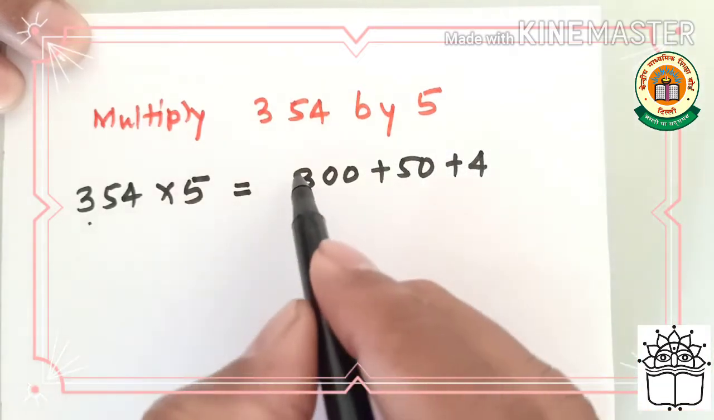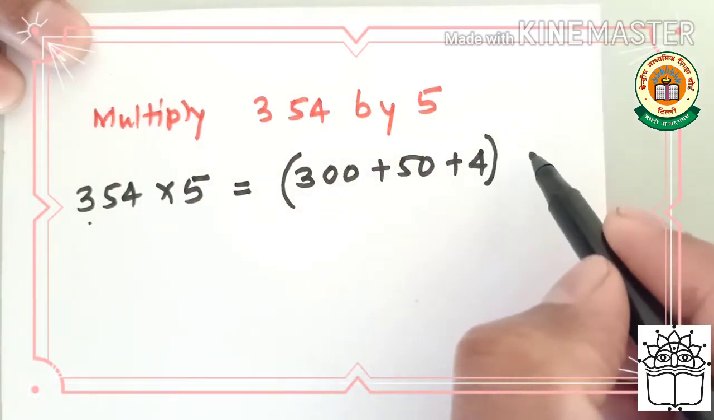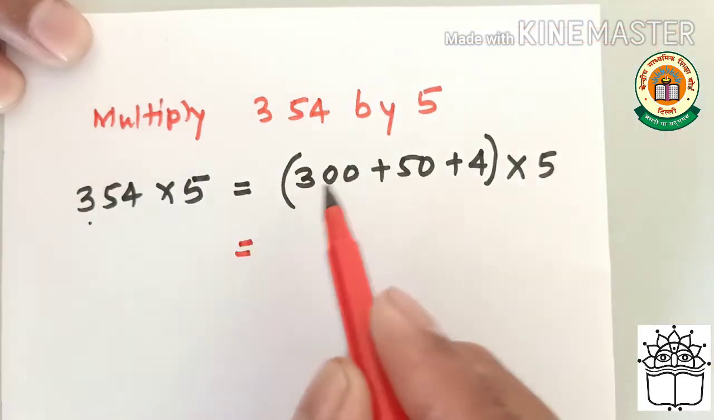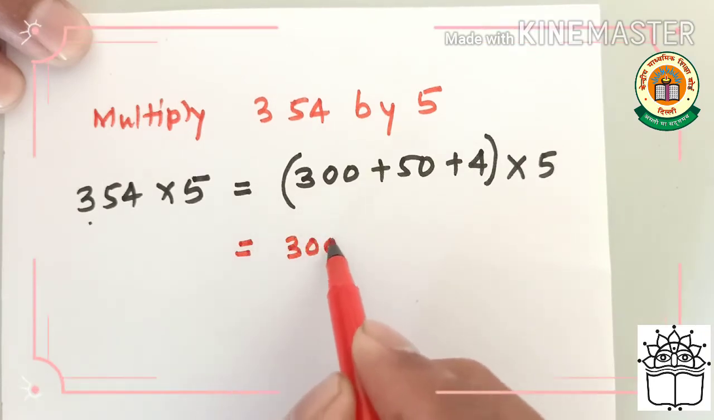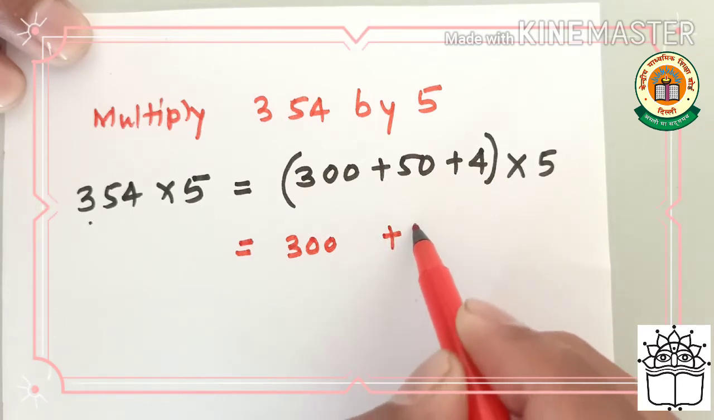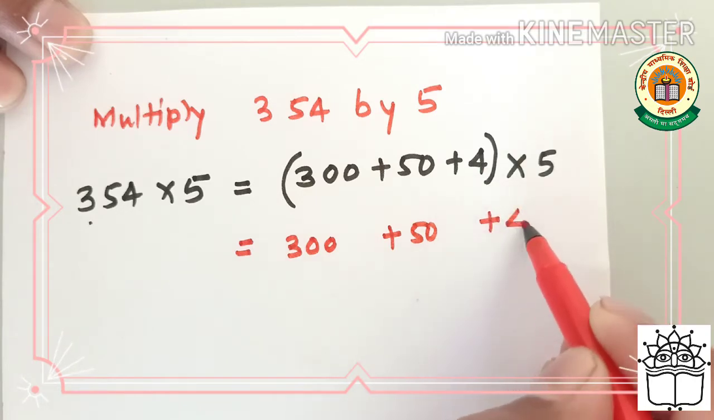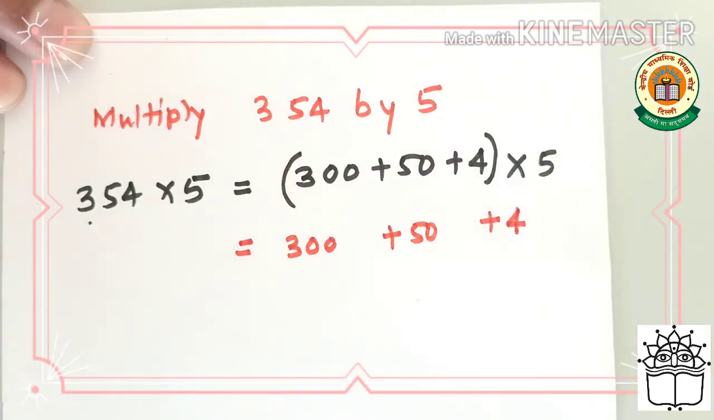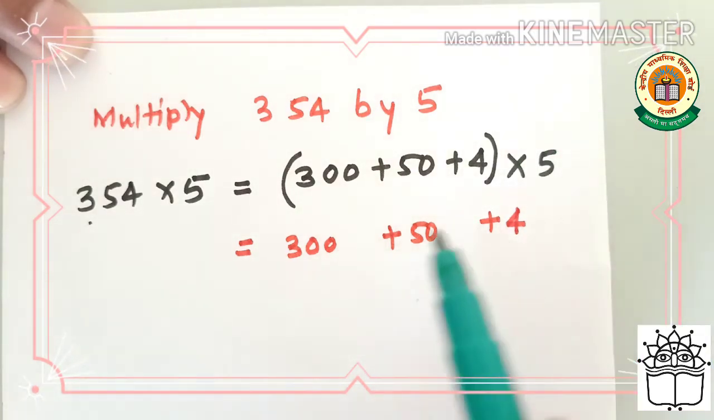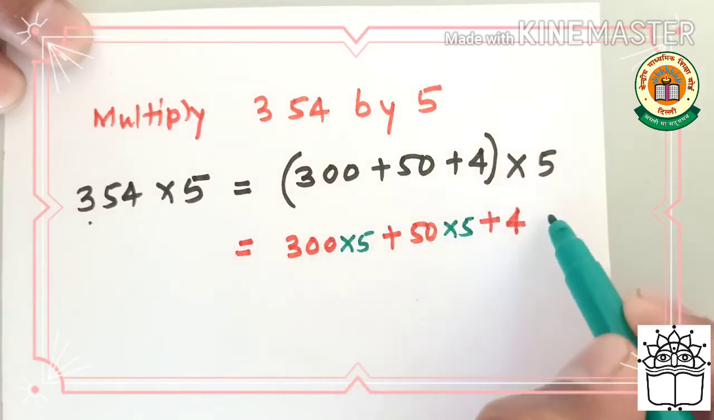Okay, I expanded this form and I have to take this whole number in a bracket and multiply by this 5. First you have to write that 300. Then you have to write again plus 50. Again later on, that is the last one, 4. Now after that, see here is a multiply by 5. So what we have to do here is multiply by 5 each one. So I multiplied it by each one.